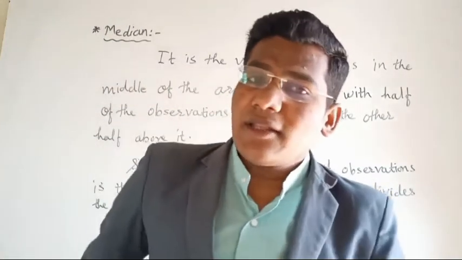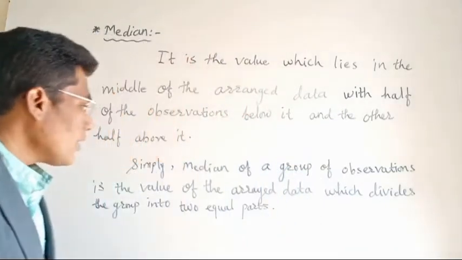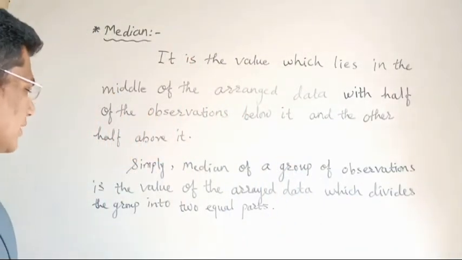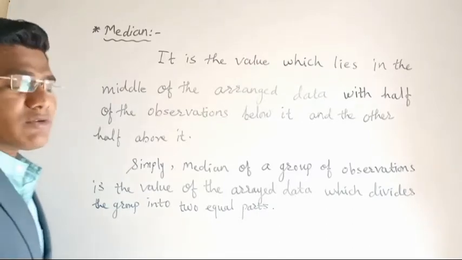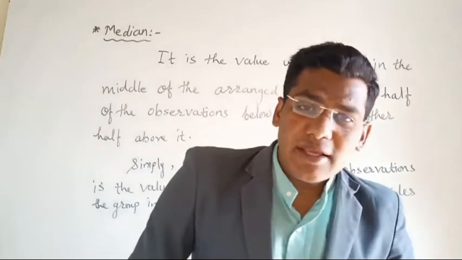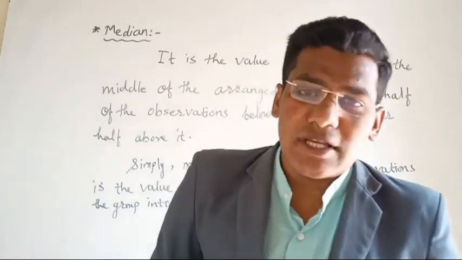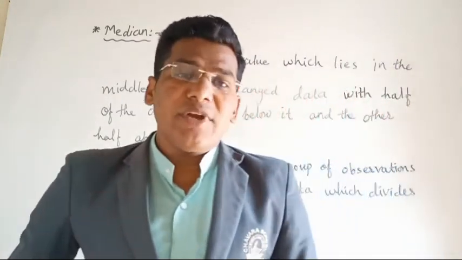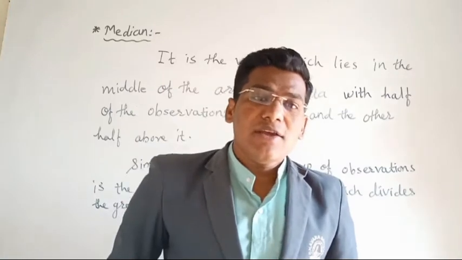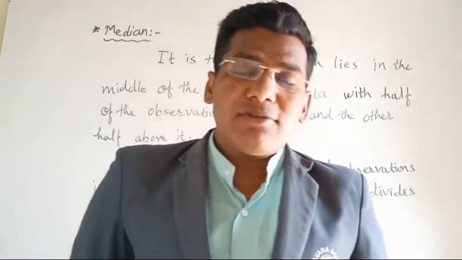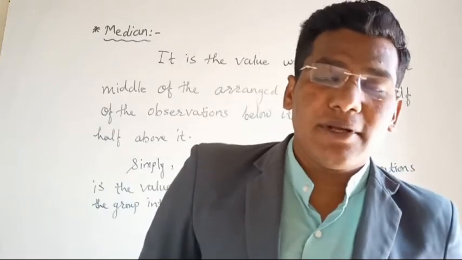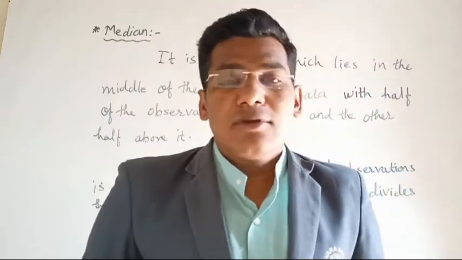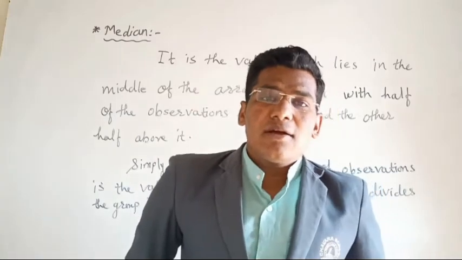Simply, we can define the median of a group of observations as the value of the arranged data which divides the group into two equal parts. If observations are given to us and we divide them, then after dividing, they will split into two equal parts. That will be the median of those observations. So we will learn by using an example.